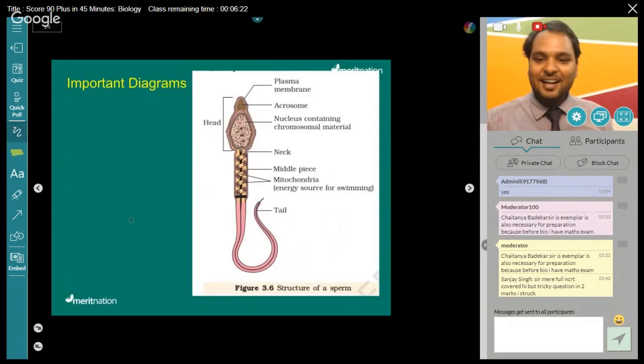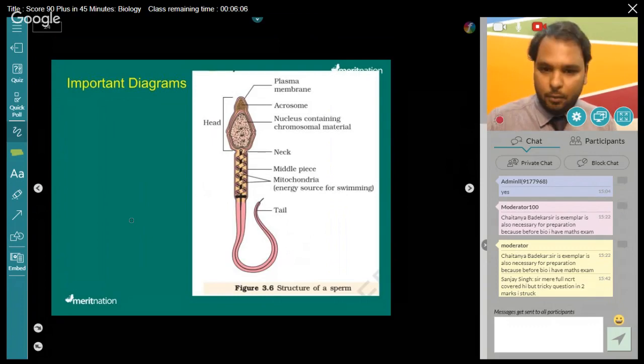Then another very important diagram is your sperm. Very easy, tadpole-like, you have to draw, but the labeling that is there in the head, plasma membrane, acrosome, what is the function of the acrosome? These are very, very important things.